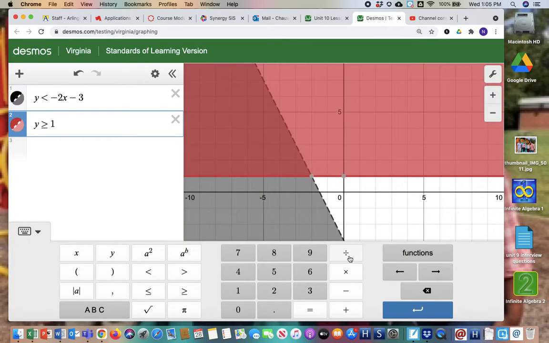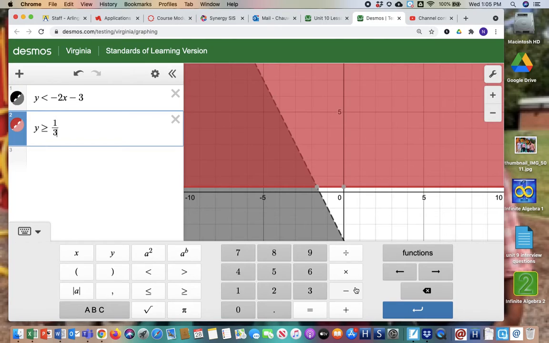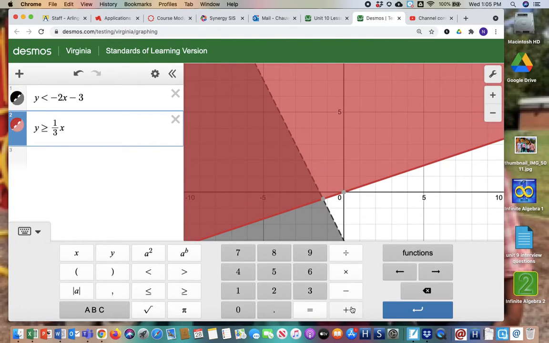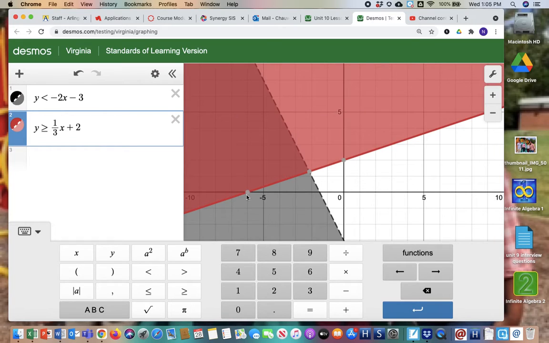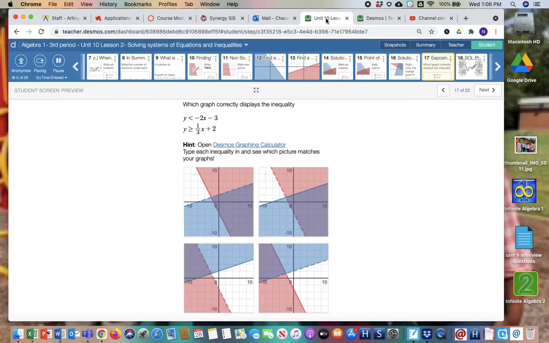So let's go 1/3 x plus 2. Okay, so we need it to look like this. So no shading, half shading, solid shading. Let's make sure that looks like that.